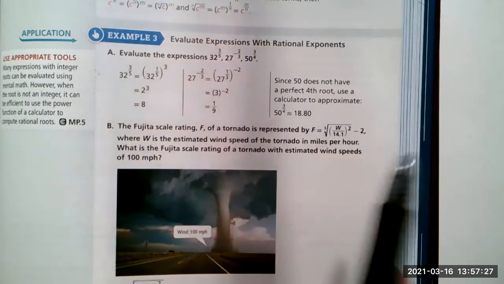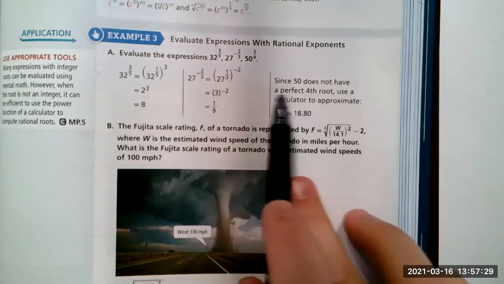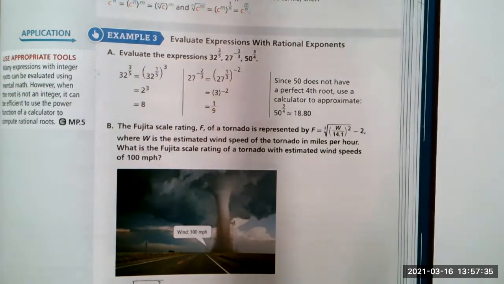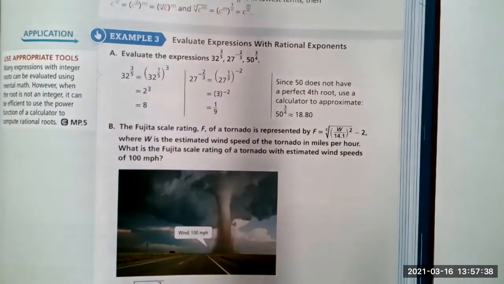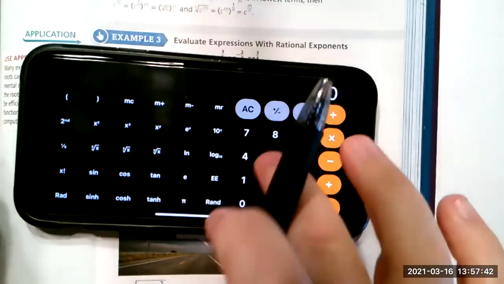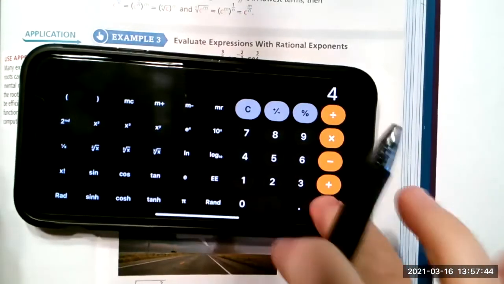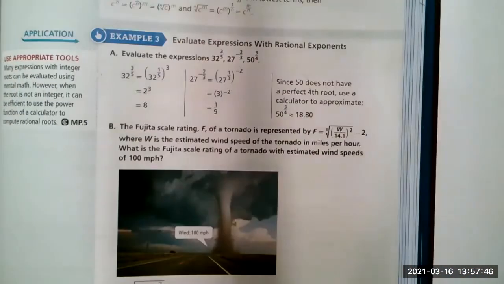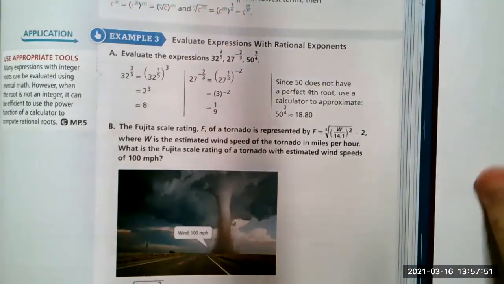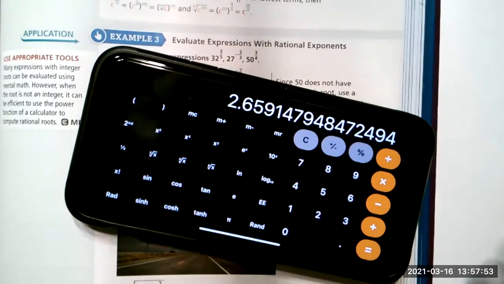50 to the 3/4. Let's see what they're saying. Since 50 does not have a perfect 4th root, basically you're getting a decimal if you take the 4th root of 50. Let's just verify that. The 4th root is a decimal. So since 50 does not have a perfect 4th root, use a calculator to approximate it, which we just did. You're not going to be able to walk yourself through that step by step because it's going to end up in a decimal.